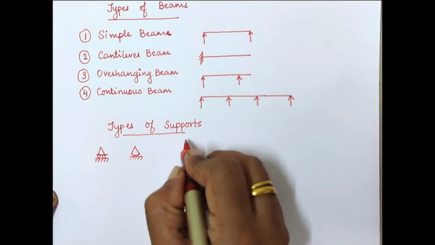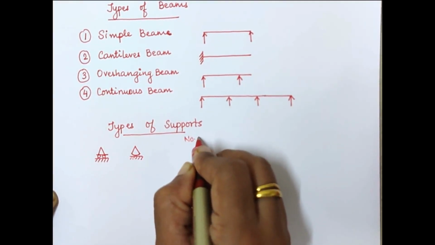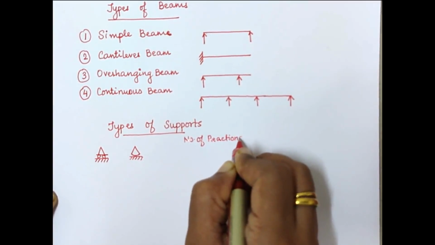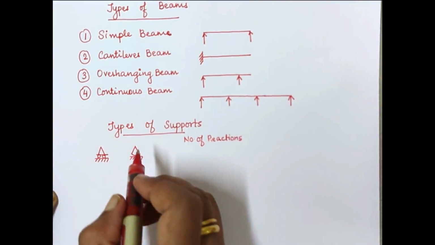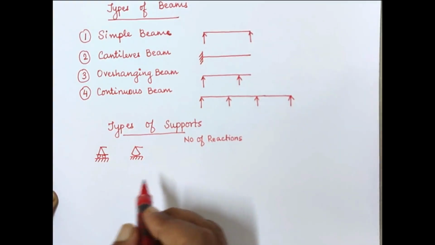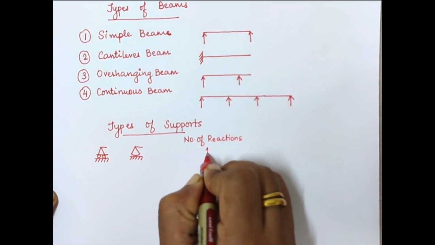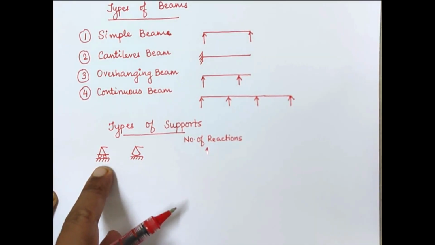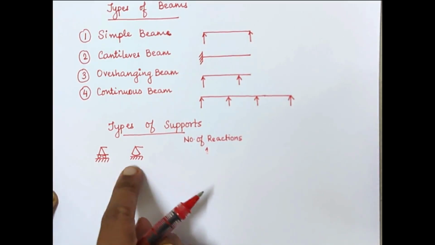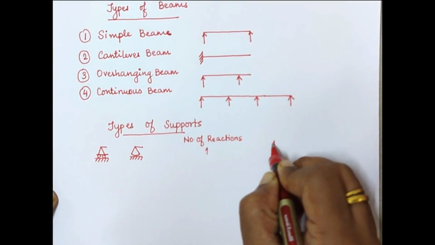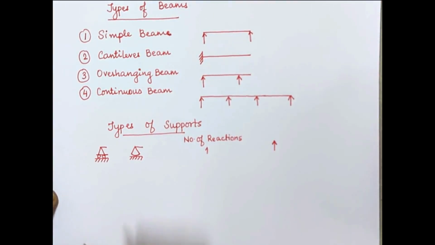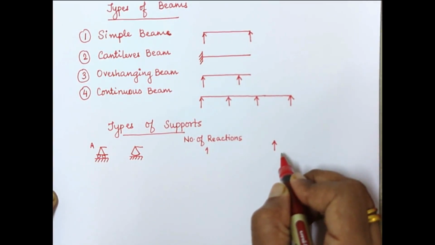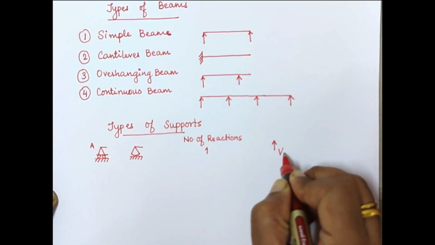In this, let us see what are the number of reactions. In both these types of supports, you can just show a beam over here. In both these types of supports, you are going to get one reaction. This one reaction is always going to be perpendicular to the support. Therefore, in this particular case, we will get one reaction which is going to be vertical. Let's consider that this is point A. Then we will term this particular reaction as vertical at A.